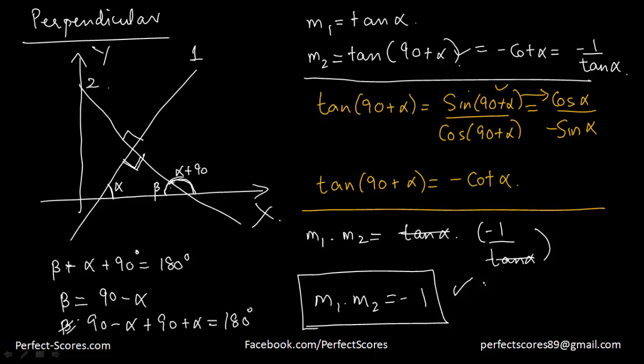So that is again a very important expression, that if the lines are perpendicular to each other, the product of the slopes is equal to -1. Another way of saying this is that if the lines are perpendicular to each other, the slopes of the lines are negative reciprocals of each other, right? So that's again an important point for you to understand. All right.